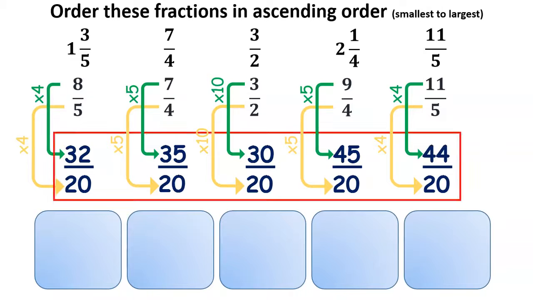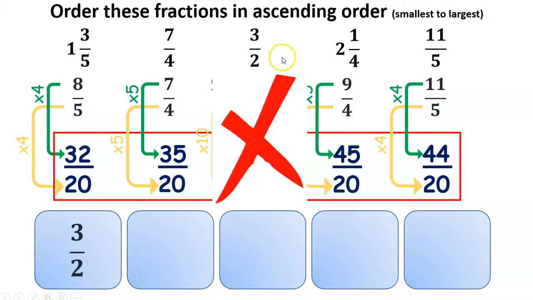So once we have got a common denominator, it's much easier for us to compare and order these fractions. If the denominator is the same on all the fractions, the smaller the numerator, the smaller the fraction. So now my smallest fraction is going to be the one with the smallest numerator, which is this one here, 30 over 20. So 30 over 20 is the same as 3 over 2. That's my smallest fraction. I can look again for the next smallest one, which will be 32 over 20. But I'm going to write what I was originally given, which was 1 and 3/5.